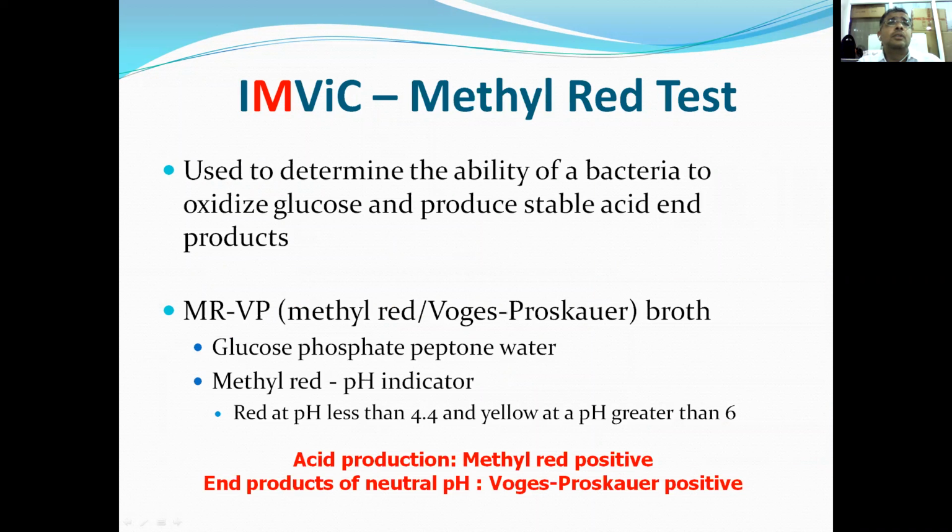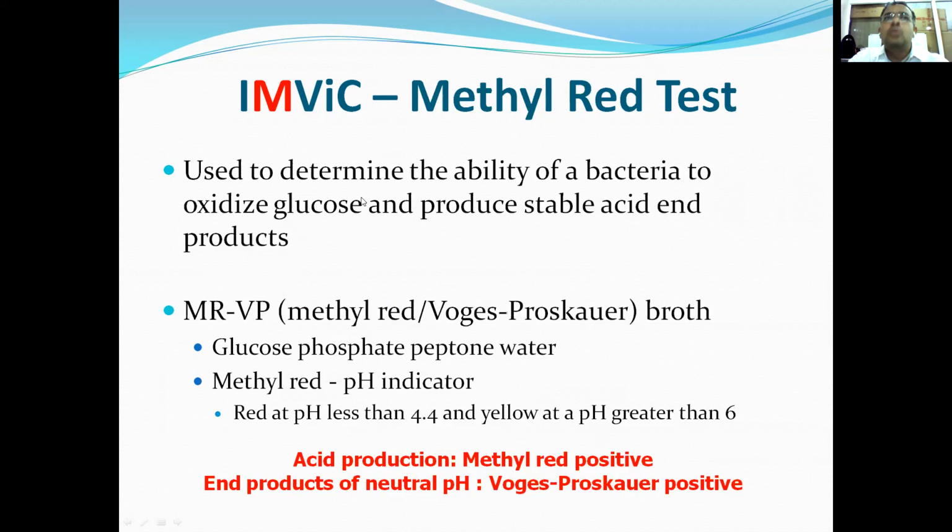Now the second test is known as the methyl red test, also abbreviated as the MR test. The MR test is used to determine the ability of bacteria to oxidize glucose. Once glucose is oxidized, two kinds of products are possible: one that is stable in acid, that is acid production, and a second product that is neutral. If acid is produced, we can say they are MR positive. If there is a neutral product, we can say VP positive. VP is the next test.